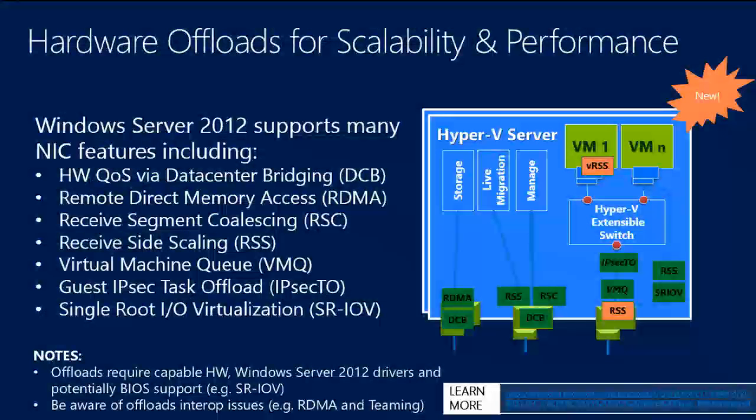The one new thing here in 2012 R2 is the support for vRSS, which can enable a VM to better handle large amounts of traffic, spreading the incoming network traffic between multiple cores within the VM. It's called vRSS, and it requires that the NIC that actually handles the traffic at the end is RSS enabled. So this is a new thing in 2012 R2.